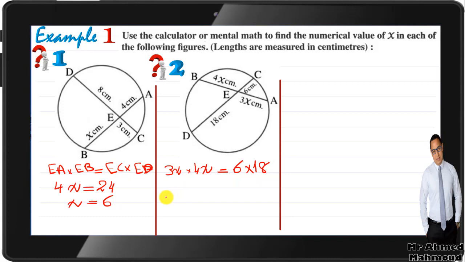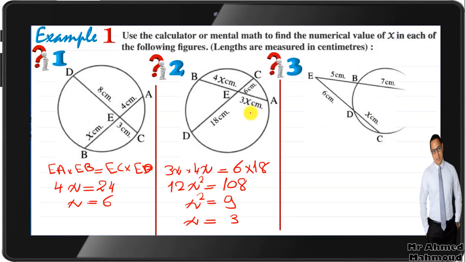Okay, 3 times 4 equals 12, so 12x to the power of 2 equals 6 times 18, equals 108. By sending 12 as a divisor, x to the power of 2 equals 108 divided by 12, equals 9. By taking the square root, x equals 3. But I don't write negative or positive 3, because x here is a length and length is always positive. Okay, the next question.